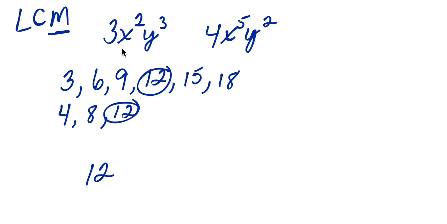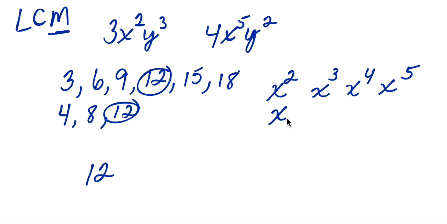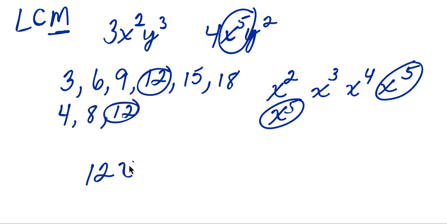The next piece I'm going to look at is between our exponents. So when my base is x, I have x squared and x to the fifth. So I'm looking at multiples of x squared. If I multiply by x, I get x cubed. If I multiply by x again, I get x to the fourth. And if I multiply by x again, I get x to the fifth. My other x term had x to the fifth. So what we're going to notice here is when we're looking at our powers with each of our bases, when it's a least common multiple, the higher power is going to be the piece of the answer.